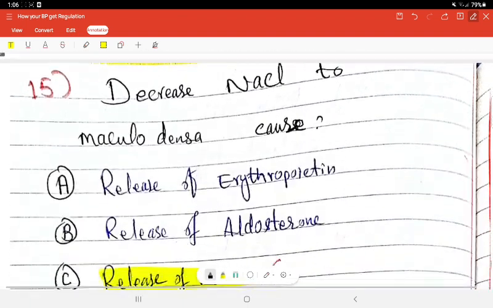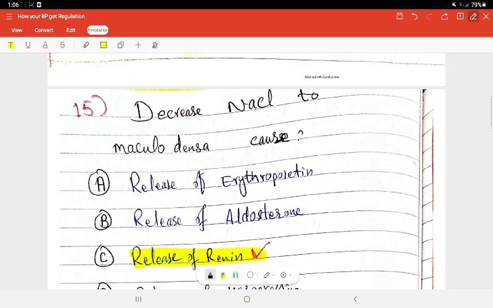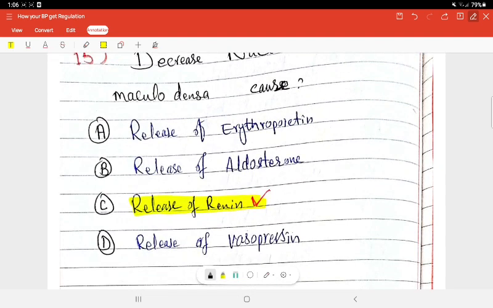Next, decreased sodium chloride at the macula densa causes what? When there is low sodium chloride at the macula densa, what will happen? See the options: first, release of erythropoietin; second, release of aldosterone; third, release of renin; fourth, release of vasopressin. So the correct one is renin, because we remember renin also controls the sodium level.